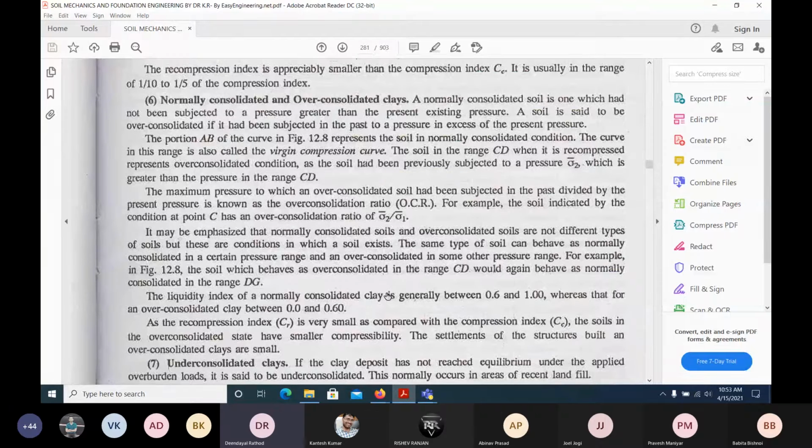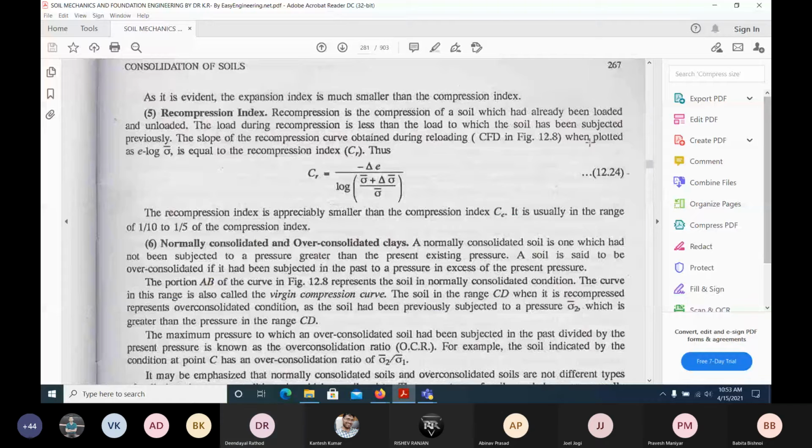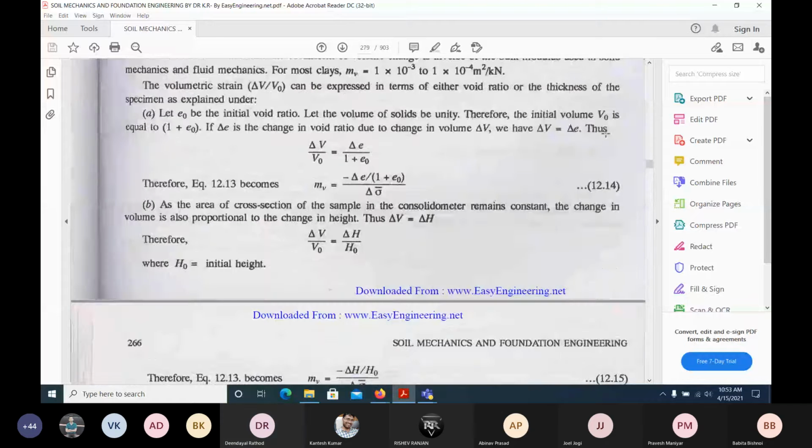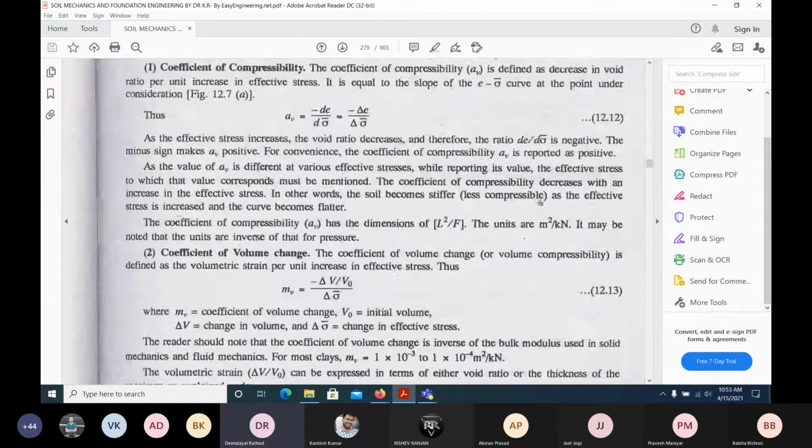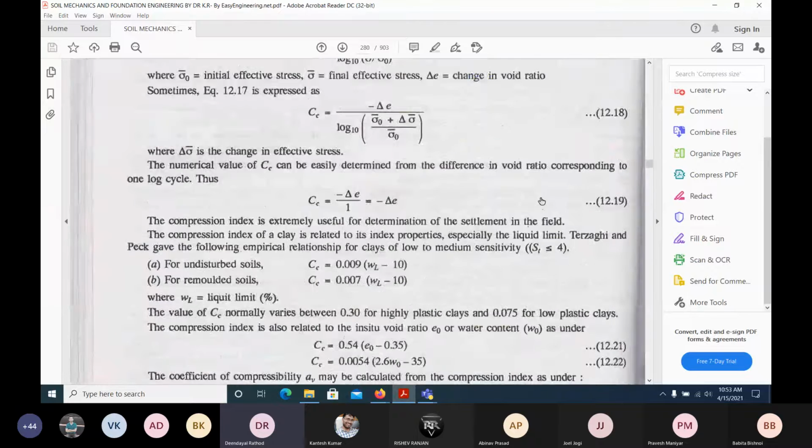Okay. The soil in the range of CD, when it is recompressed, represents the over consolidation condition, as the soil had been previously subjected to a pressure sigma 2 which is greater than the present one. This is called over consolidation. This is the CD, okay? These points, because it is already subjected to more pressure.